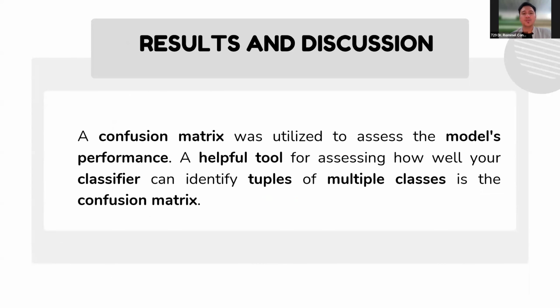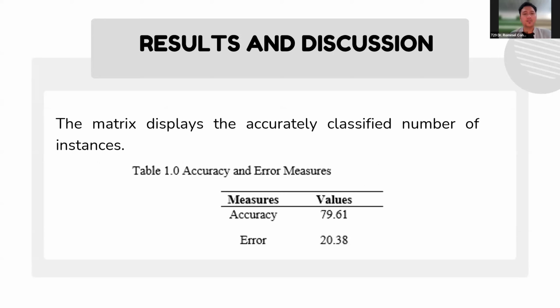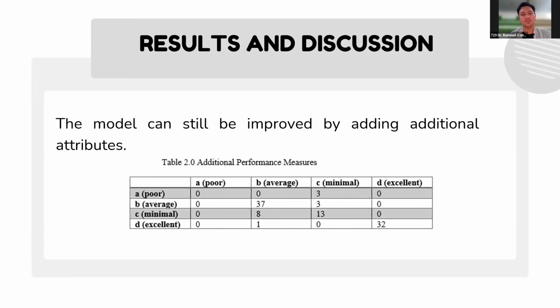A confusion matrix was utilized to assess the model's performance, a helpful tool for assessing how well your classifier can identify tuples in multiple classes. For this part, we see the table of accuracy and error measures identified by the respondents. The model can still be used by adding additional attributes.